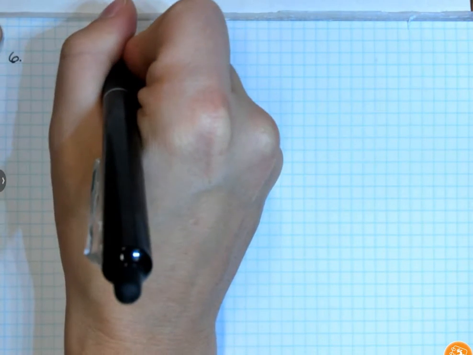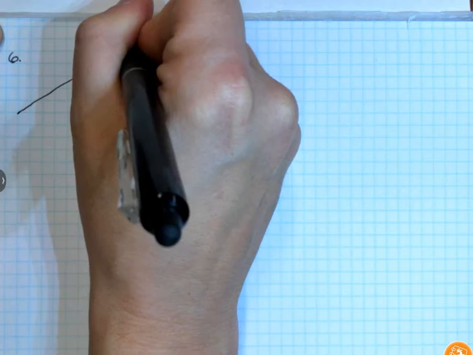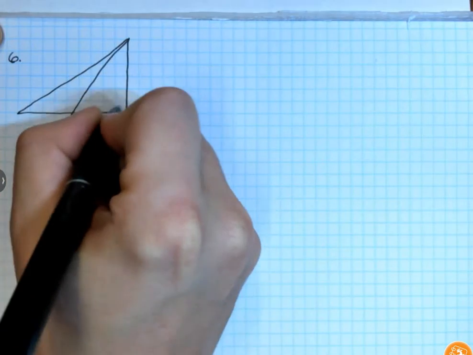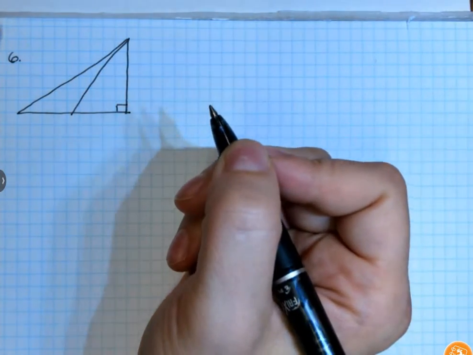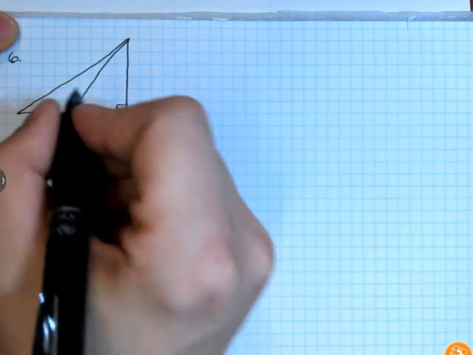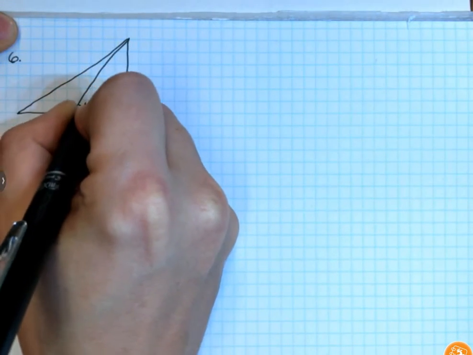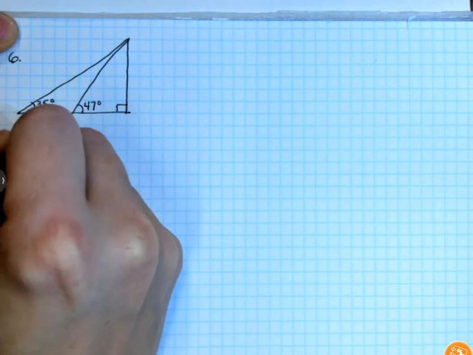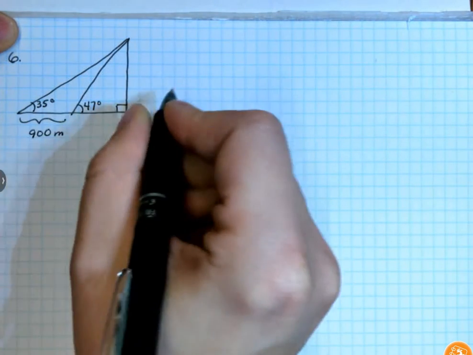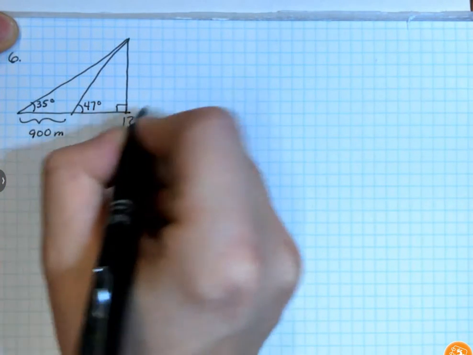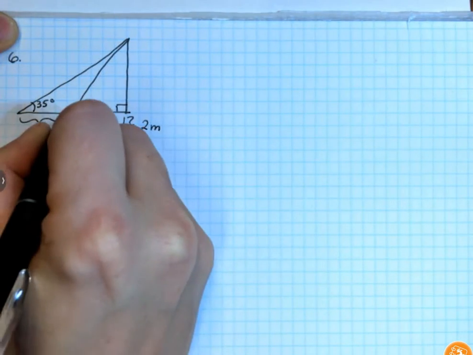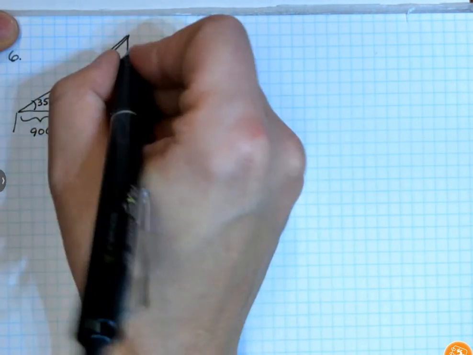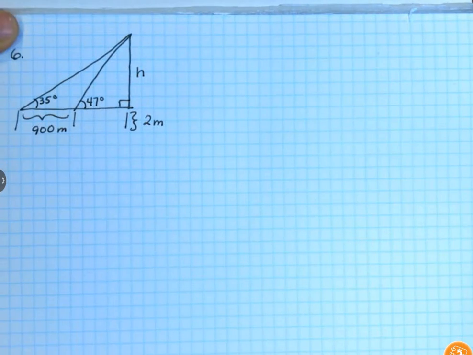Although the words on number 6 might be unlike anything that we've ever done, we use this general setup quite a lot. We do it when we're finding the height of a tree, finding the height of a pole, all sorts of different things. So when I'm looking at the picture, this was 47 degrees. This was 35 degrees. That was 900 meters. And the whole thing was off the ground 2 meters. That whole entire thing across the bottom is raised up 2 meters. And we are looking for the height of the mountain.